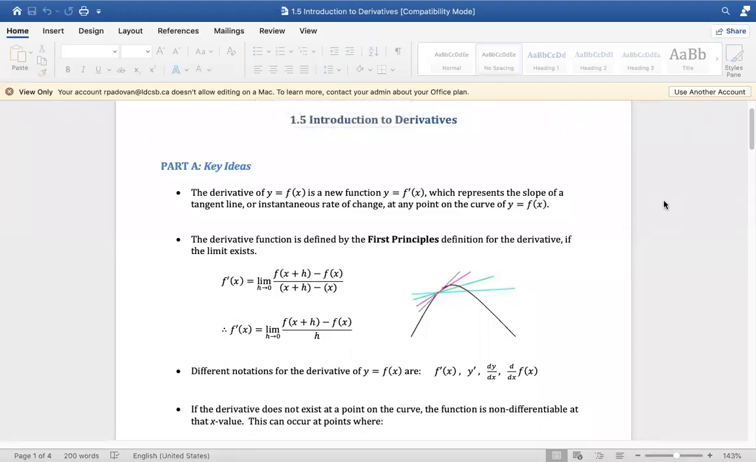Okay, so for section 1.5, we're going to be learning what a derivative is. Introduction to derivatives. So the derivative of a function, y equals f of x, is a new function that we will call y equals f prime of x. So let's write that out.